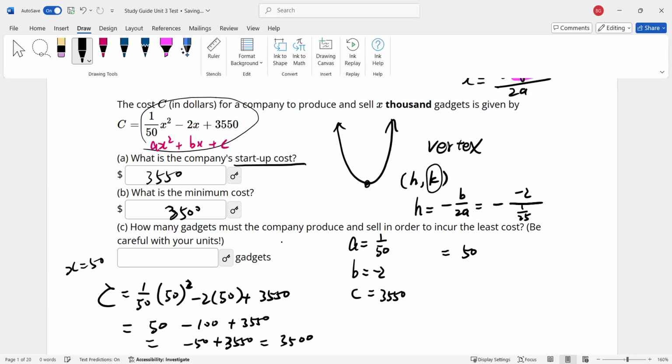3500. How many gadgets must be sold in order to incur the minimum cost? 50. All right, you're gonna have 50 here. I'm going to just give me 2 minutes. I'll be back soon, okay?